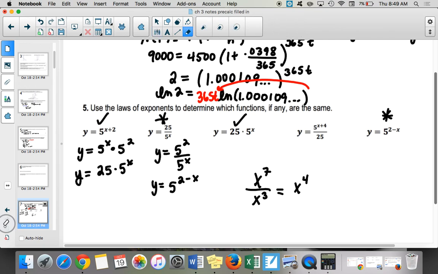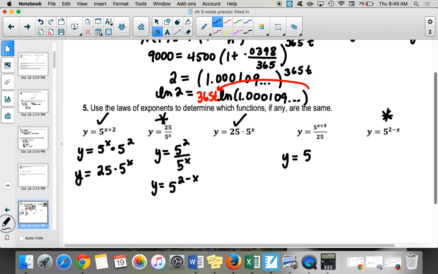Okay, so let's try this last one. So if I have y equals 5 to the x plus 4 over 25, again, I can subtract my exponents, but I need to first see the 25 as 5 squared. So when I subtract my exponents, I get 5 to the x plus 4 minus 2, which is 5 to the x plus 2. So what's it the same as? It's a check mark, right? Exactly. Does that make sense?